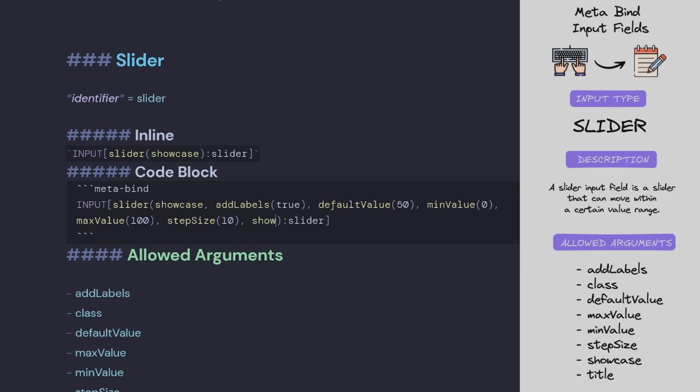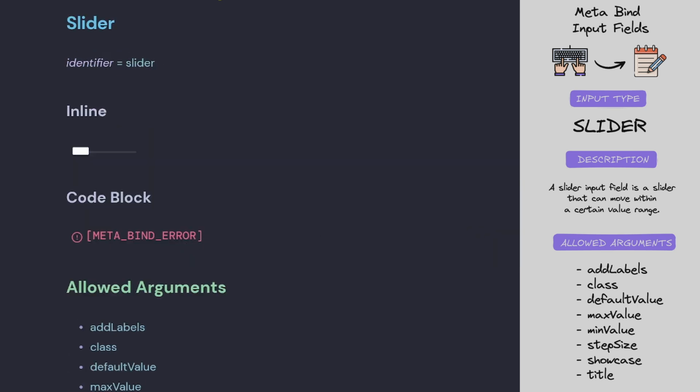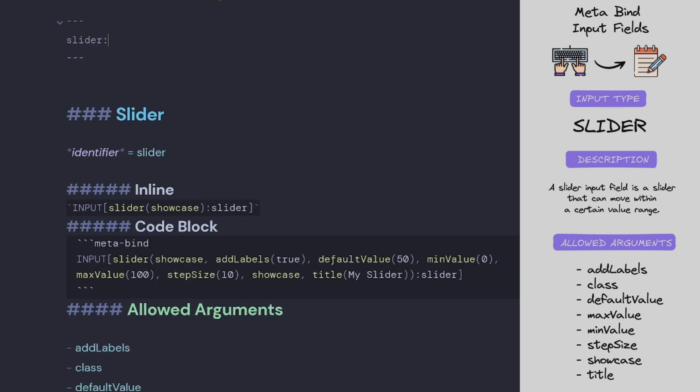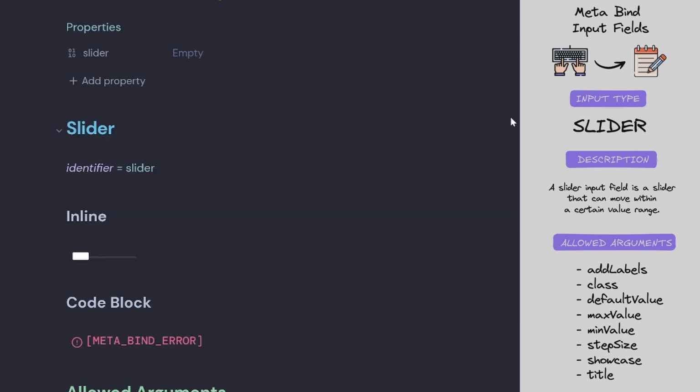Then we want to showcase our input field syntax and add a title, and we'll call this one my slider. So now if we preview that, we have an error. So we need to go debug our error. The error is we don't have a YAML property, so we need to create our YAML property up the top. We'll make the property type a number.